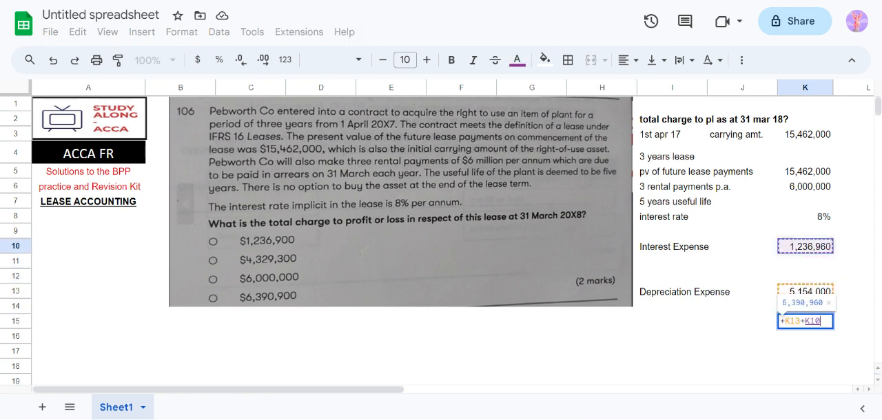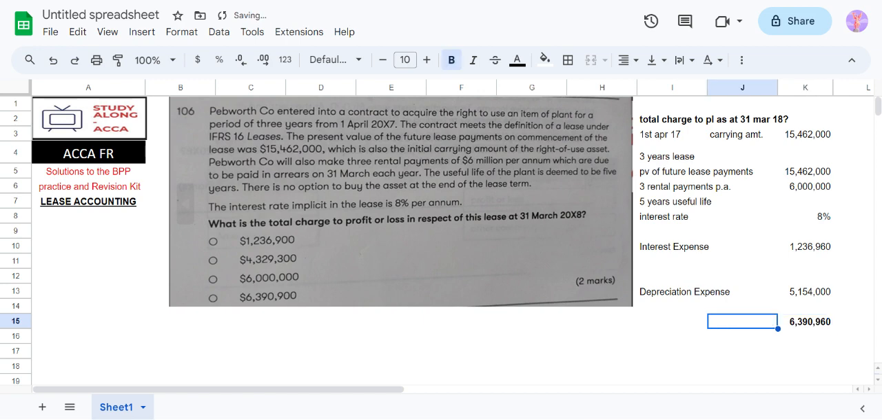So the total charge on this will be 6390960. So this will be our answer. Although it should be option D because it is closer to this, just off by 60. I don't see any option of this, but this should be the answer, 6390960. So we'll take option D in this case.